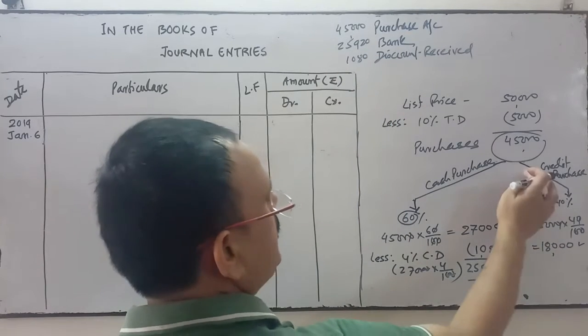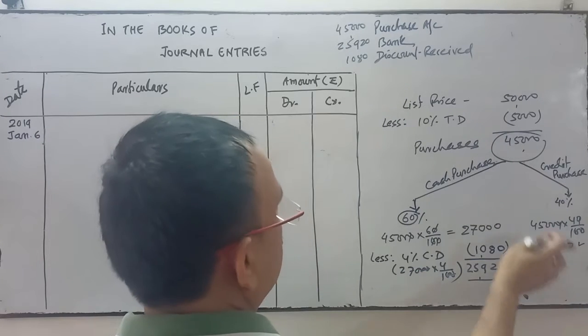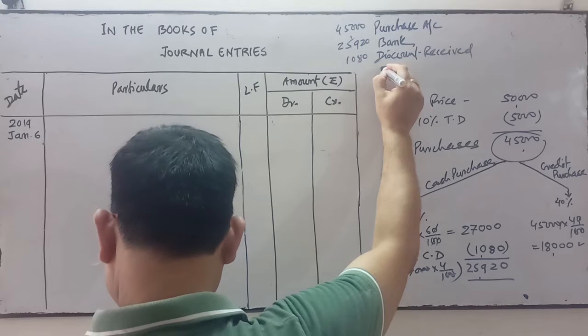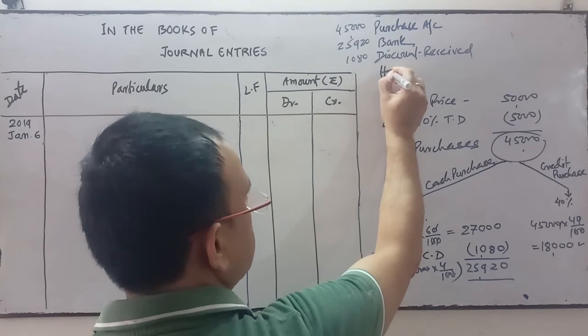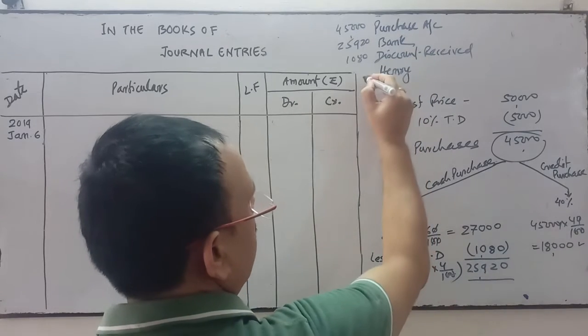And this is for credit purchase, and for credit purchase we will open the name of the supplier. Who is the supplier of the goods? From whom we have purchased? Henry. So Henry, and the amount will be 18,000.